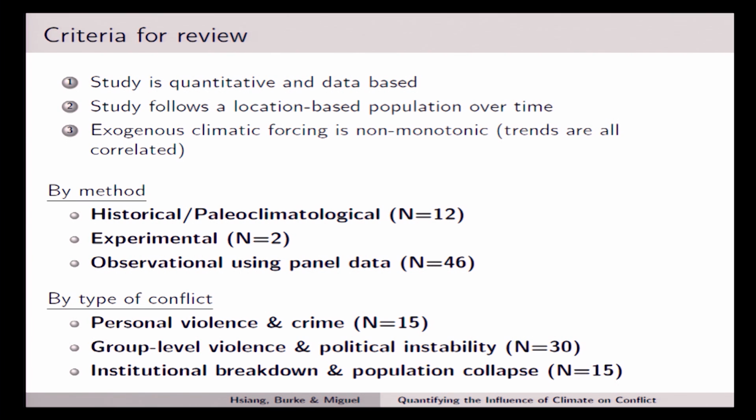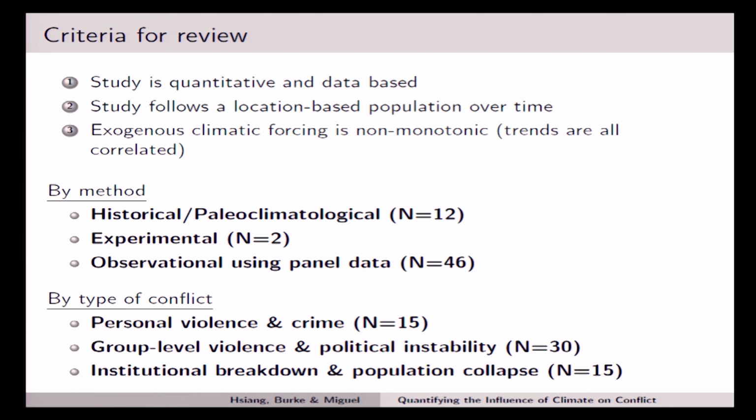There's a small number of actual experiments where they put people in a laboratory and change their conditions and see how they respond. And then the vast bulk of the studies are these observational studies that look at historical populations and their behavior. Just to give you a sense, this is the first study that really takes a broad look at different types of human conflict.